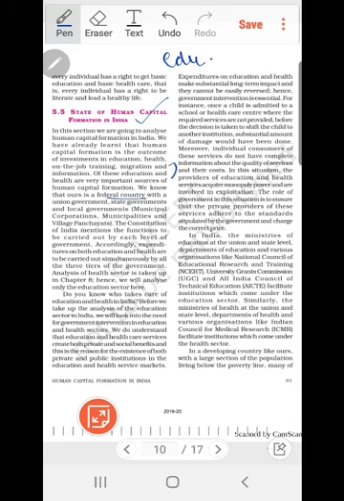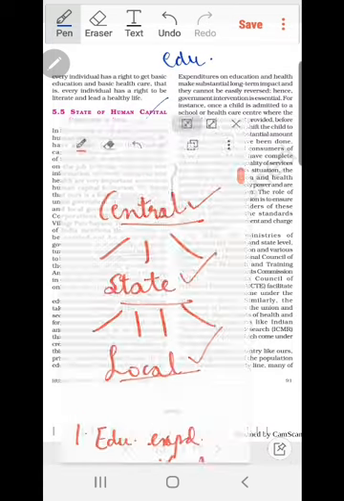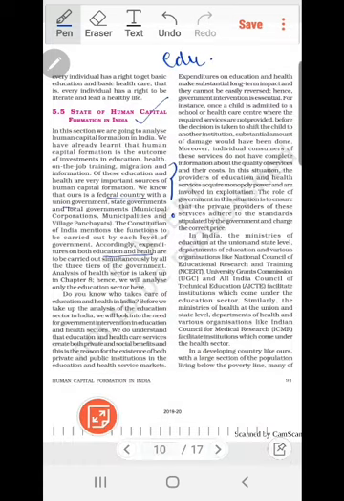Now, the question that arises here is which agency of government is responsible for incurring expenditure on education and health in India? The answer is all the three levels of government, that is central, state and local, are responsible for incurring expenditure on health and education in India. Next question. Is only government responsible for incurring expenditure on health and education? No, we have both private as well as public institutions.